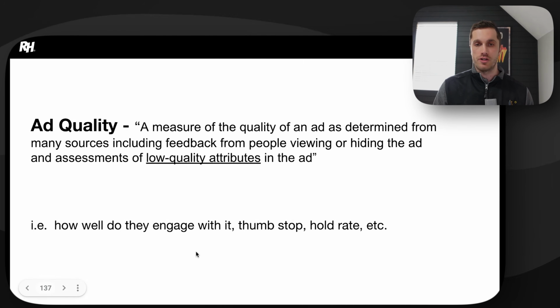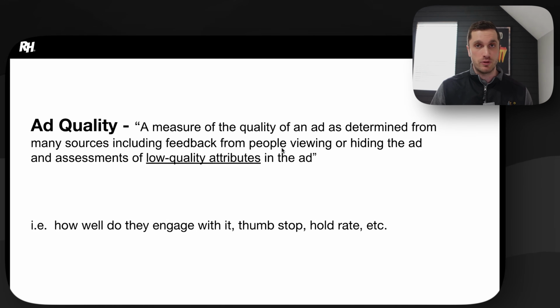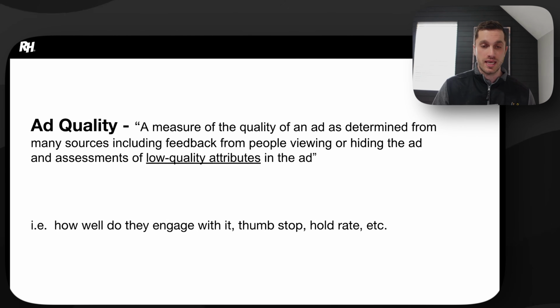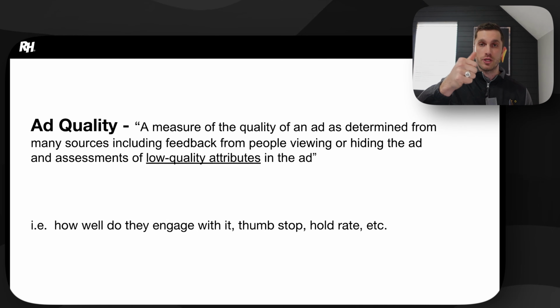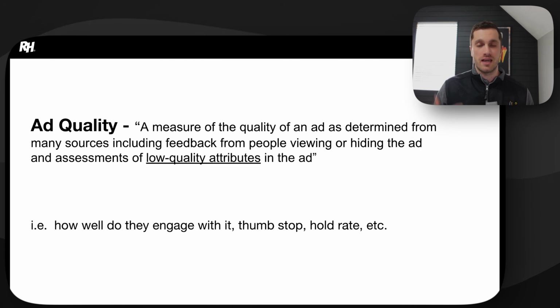Then you have ad quality, which is Meta's measure of the quality of an ad determined from sources like feedback from people who view the ad, people who hide the ad, how much they like, comment, and engage with the ad, how much it makes them stop their scroll with their thumb. These are all signals that Meta is seeing on every single ad someone sees.